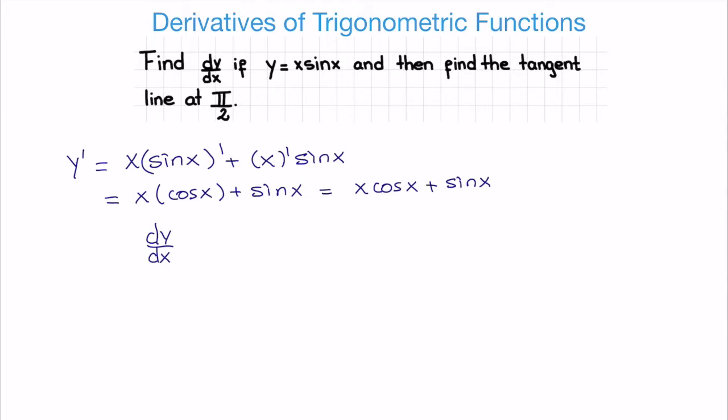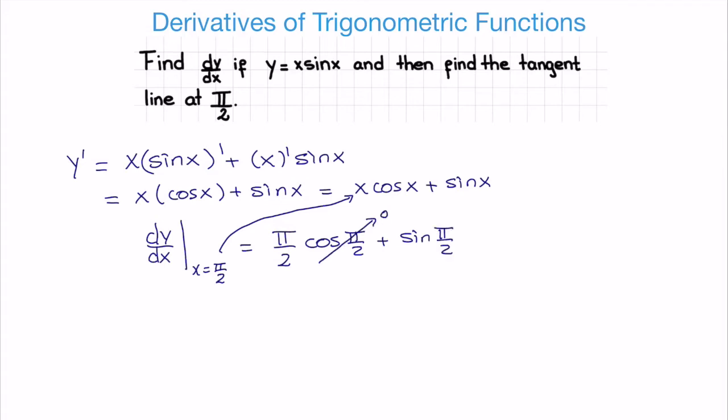The problem is asking to find the tangent line at pi over 2, so we need to find the derivative at pi over 2. Just insert pi over 2 there in the derivative. So we get pi over 2 cosine of pi over 2 plus sine of pi over 2. Cosine of pi over 2 is 0 and sine of pi over 2 is 1. So the slope of the tangent line is going to be 1.